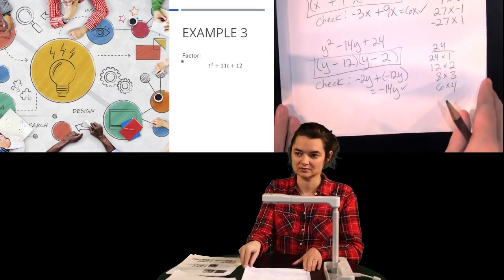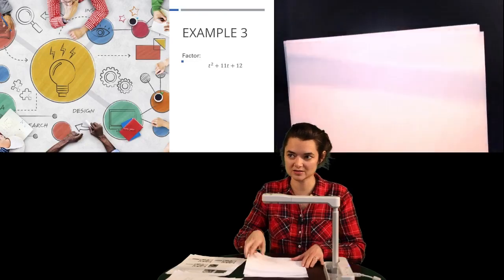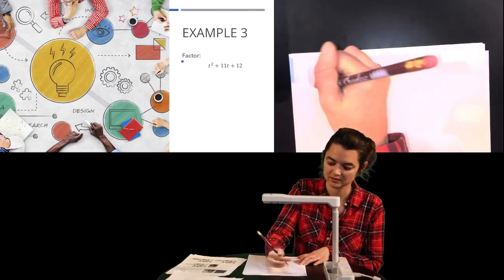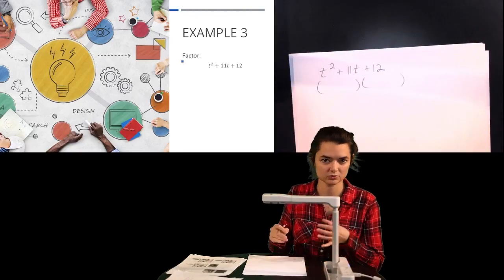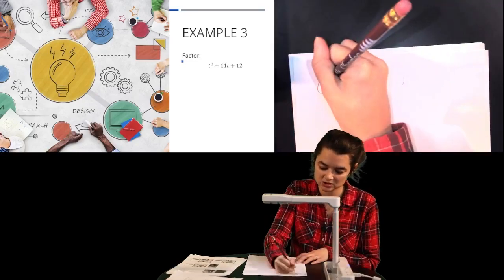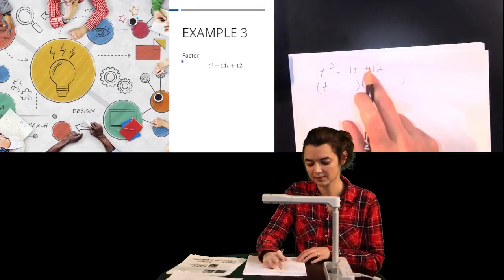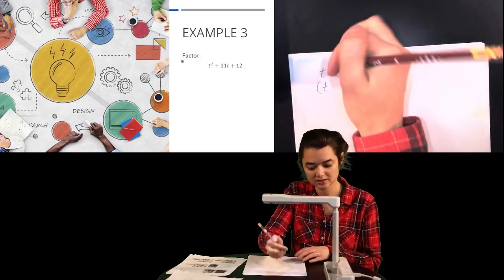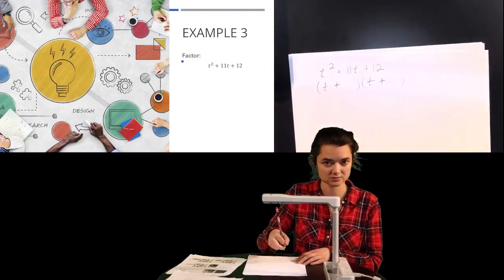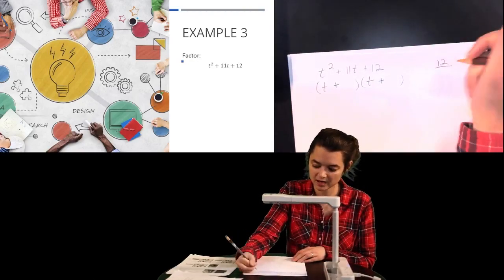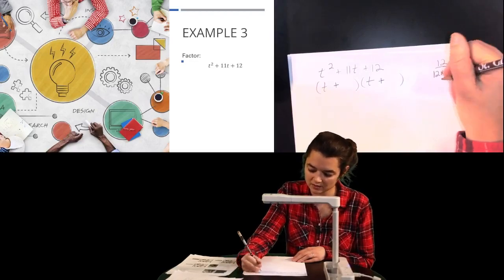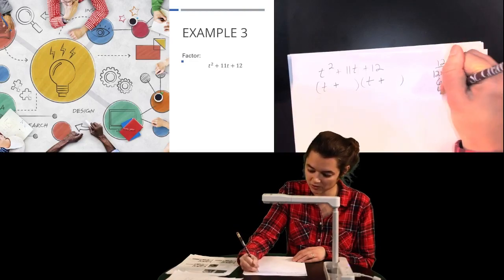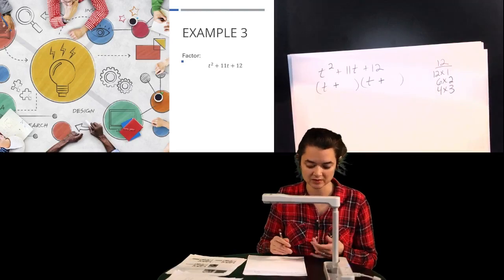All right, next one. We've got t squared plus 11t plus 12. All right, so I start out with my parentheses. To get t squared, I'm going to do t and t. To get a positive 12, we know it's going to be the same signs. I look to my middle term, and I know that my signs are going to be plus and plus. So then I look at 12. All right, my options for 12 would be 12 times 1. It could be 6 times 2, or it could be 4 times 3. Those are my choices. So let's try it.